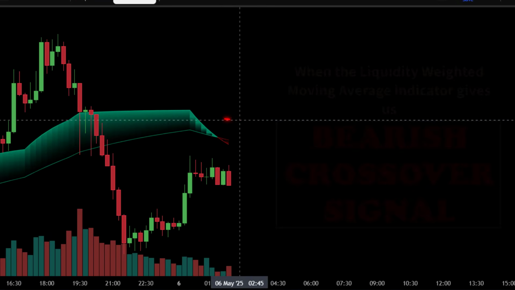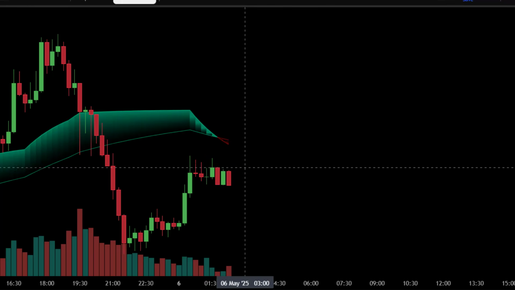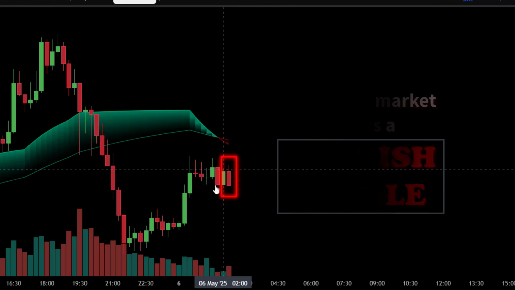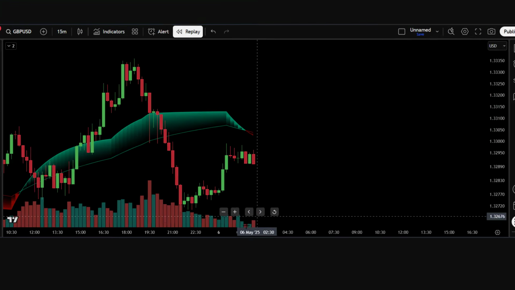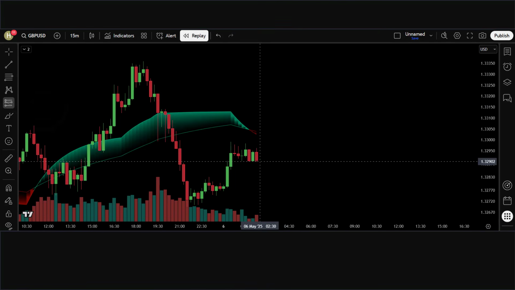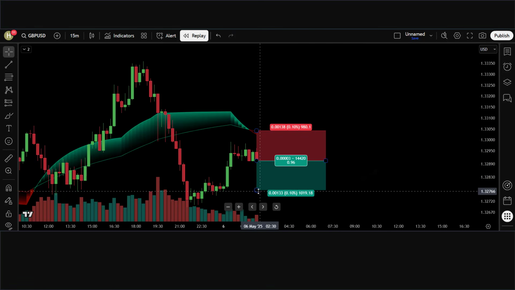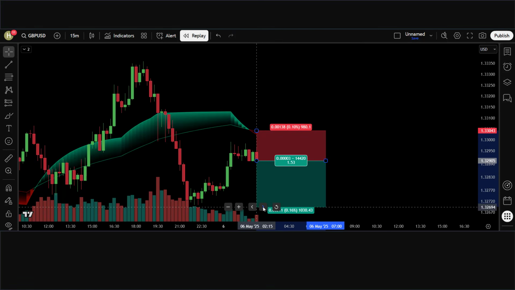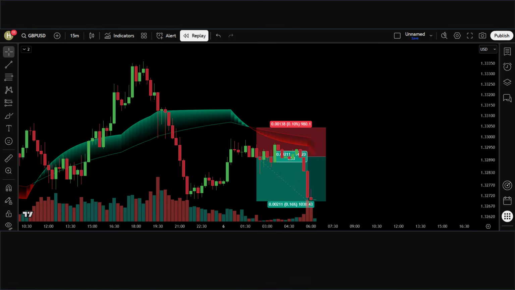Now, let's understand the concept where we will take buy and sell trades based on their conditions. When the Liquidity Weighted Moving Average indicator gives us bearish crossover signal, when the market has formed a bearish candle, and when the columns of volume indicator are red color, if this condition is fulfilled, then we will place sell order. Our stop loss will be placed at the higher MA line of LWMA indicator, and the risk to reward ratio will be 1:1.5. The market has completely hit the target.